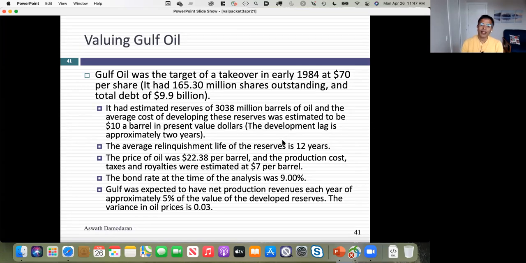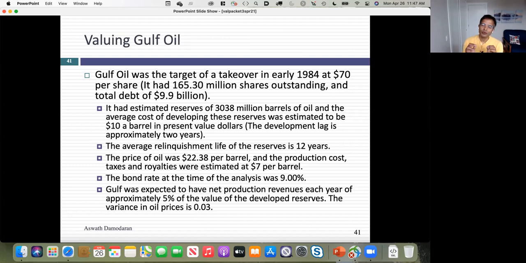They had an average life left on these reserves of about 12 years. It's the life of the option. The T-bond rate was 9%. 9%, that's not a typo. That was actually the T-bond rate then. And oil prices were volatile. In fact, the variance in oil price was 0.03.